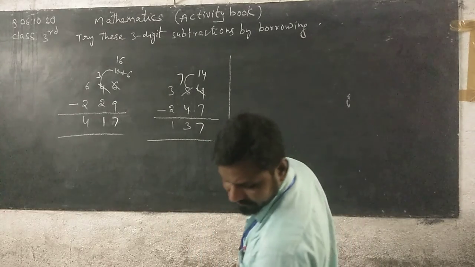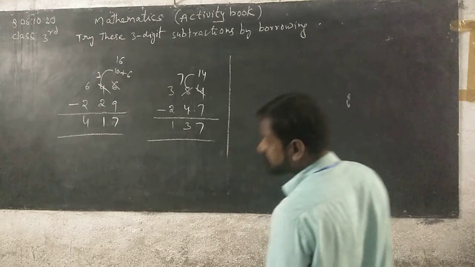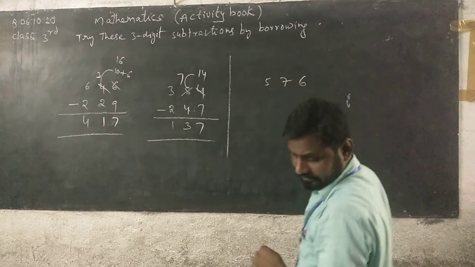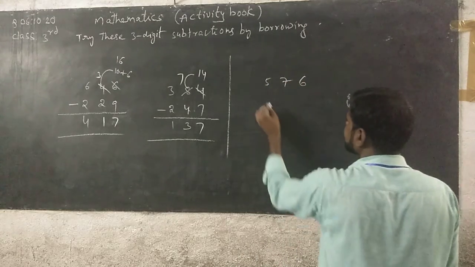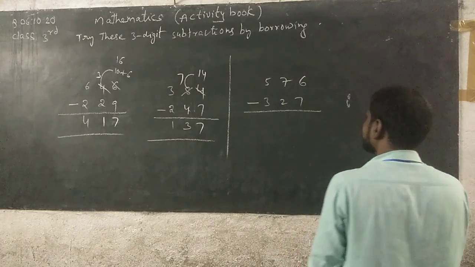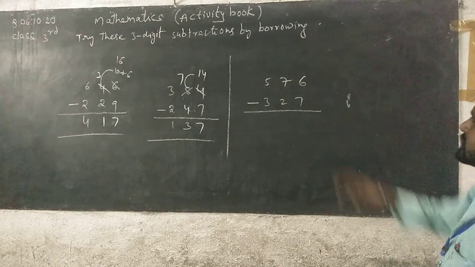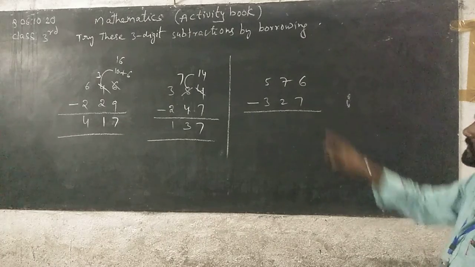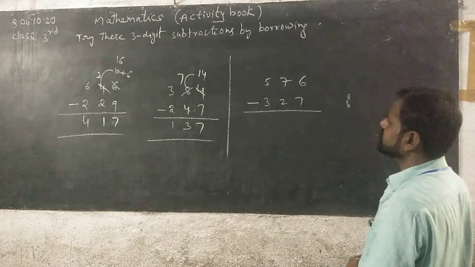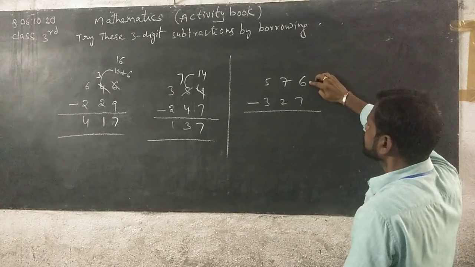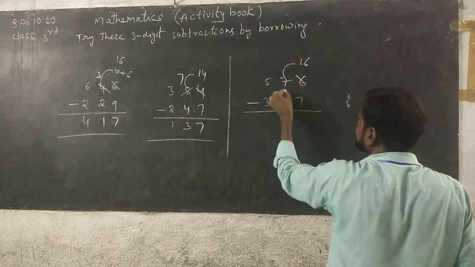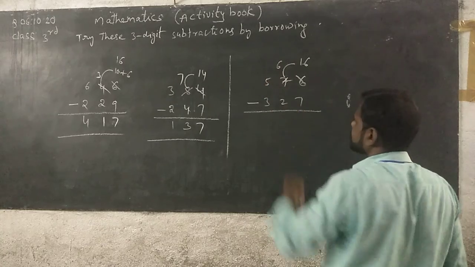Now next, 576 minus 327. See here, first subtract the digits in ones place. 6 minus 7, it is not possible. 6 is less than 7, so take borrowing from 7. 7 is in tens place, it can give 10 to 6. 10 is added to 6, you get 10 plus 6, 16. 7 can lose one. 7 minus 1, you get 6.